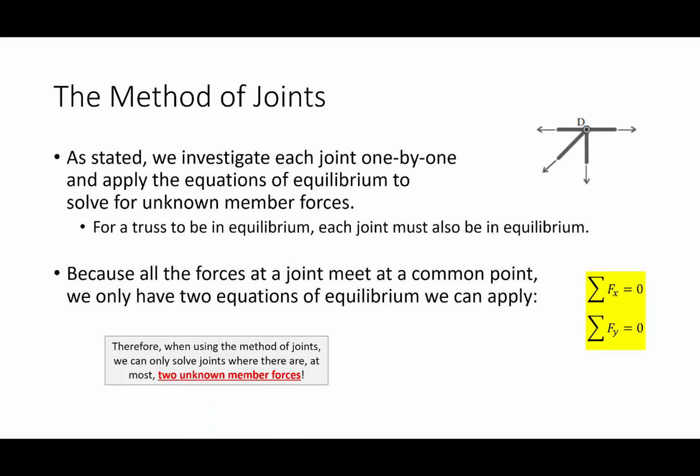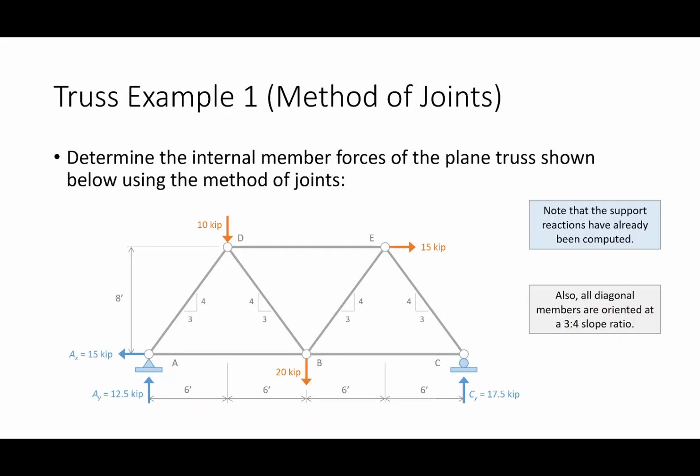All the forces in a joint go through a single point, so there is no moment. So we only have 2 equations of equilibrium. Now, that does mean there's a limit. Whenever we apply the method of joints, we can only use it on a joint that has at most 2 unknowns, okay? And that'll become pretty apparent as we start solving problems.